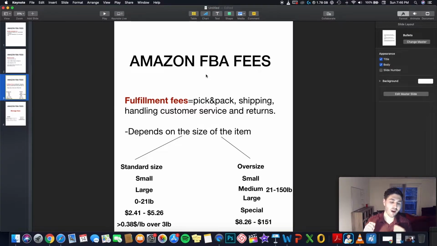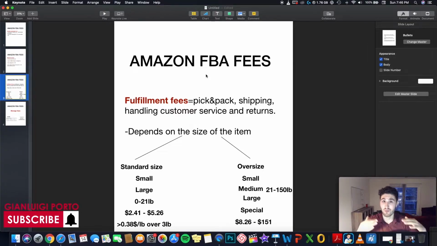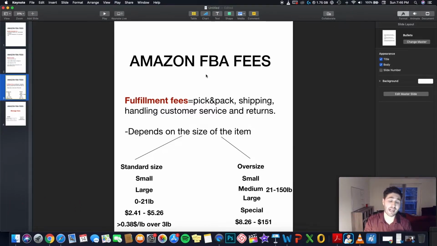On this fulfillment fee, you also have the handling of customer service. For example, let's say the item gets lost, or it doesn't arrive on time. You won't get involved with this type of issue. Amazon has great customer service, so your customer will contact Amazon and say, "Hey, the package has not arrived on time, where is my package?"